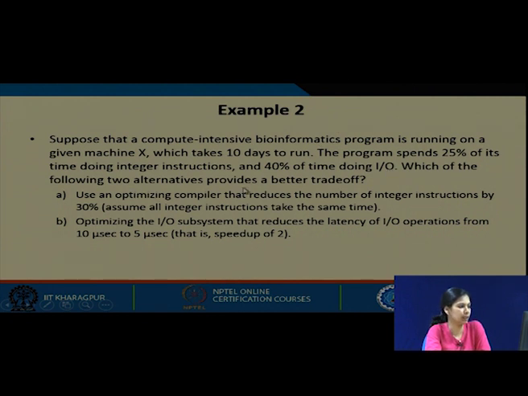Which of the following two alternatives provides a better trade-off? The first one is to use an optimizing compiler that reduces the number of integer instructions by 30%. Assume all instructions take the same time. So, firstly, the optimization being done is reducing the number of instructions by 30%. And the next one is we are optimizing the I/O subsystem, which reduces the I/O operations from 10 microseconds to 5 microseconds. That is again a speed up of 2. Let us see the two alternatives.